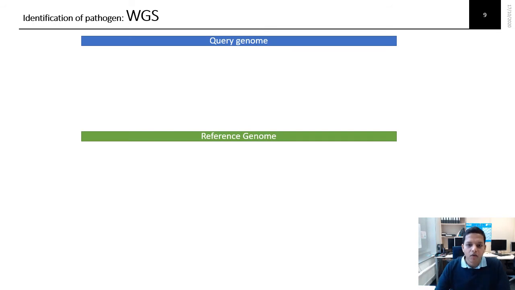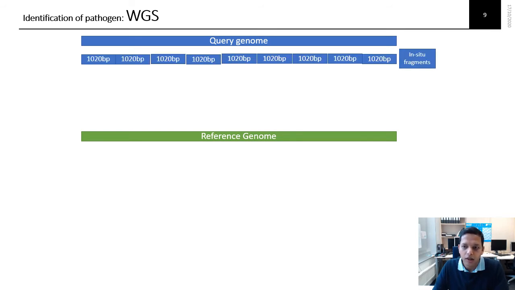Now let's see how we can use whole genome sequence to identify a bacterial pathogen. Now we have a query genome. A query genome is the genome of a bacterial isolate that we have, let's say, isolated in our diagnostic laboratory, and we wish to identify which bacterial genus or species it belongs to. Now we compare this query genome to a reference genome. This comparison is carried out in silico, or bioinformatically.